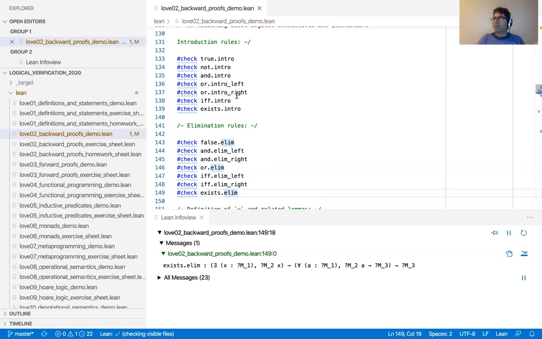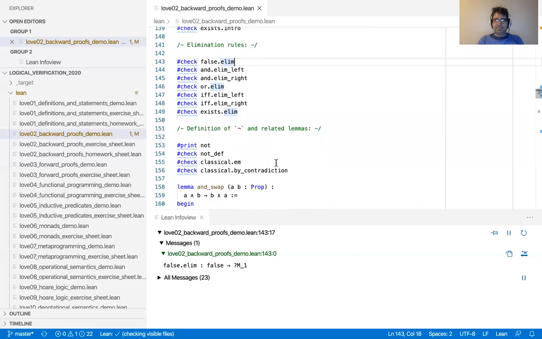You remember we had for alls. We wanted to move the for all variables into the context. The first thing we did was intro, right? So that was intro was basically for all introduction, but we just called it intro. So that's what's going on here. And you see there's no true.elim because that would be trivial. I mean, there's nothing to extract from true. If you know true, you know nothing, right? Whereas if you know false, then you know everything, okay?